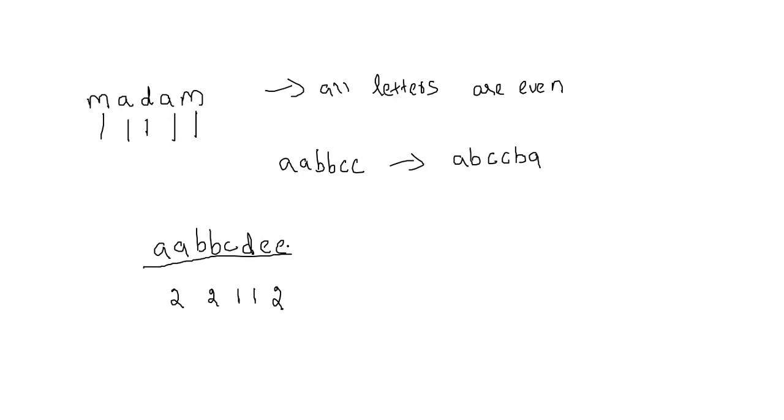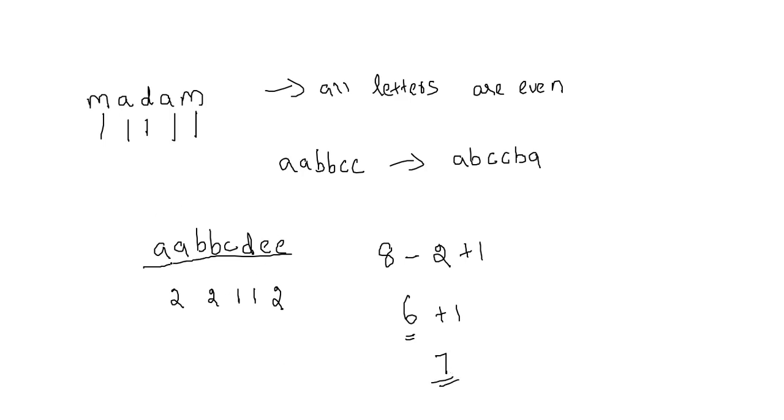What is the length of the entire string? 8, minus the total number of odd occurrences. 2 odd occurrences, subtracted. 8 minus 2 is 6, which means I have 6 even characters. Along with this, I can add one more odd character so that it becomes a palindrome. So plus 1. So the output is 7. The longest palindrome that can be formed is 7 with this given string.